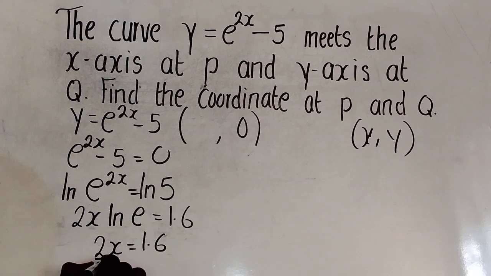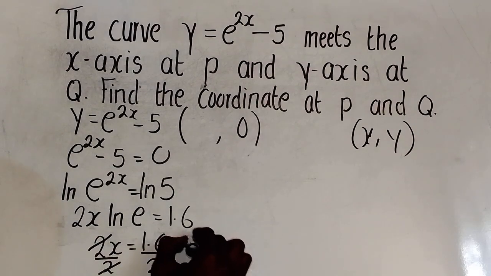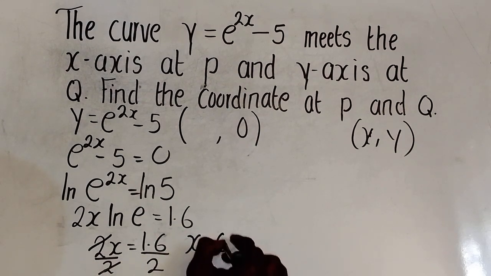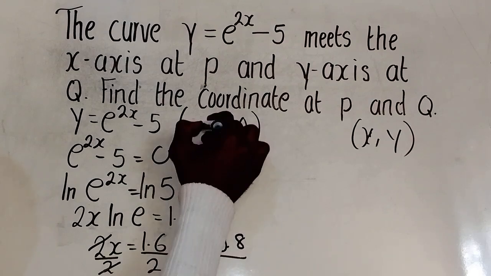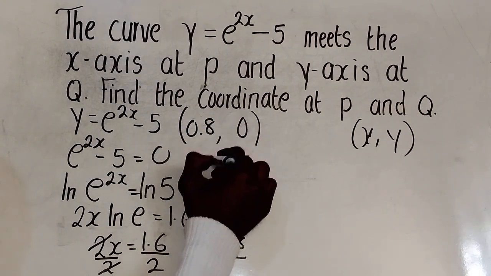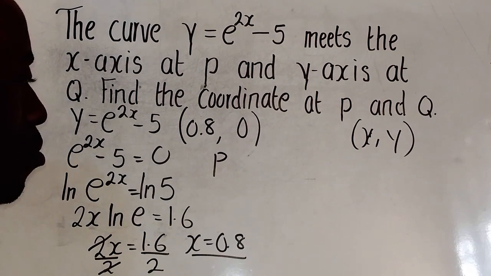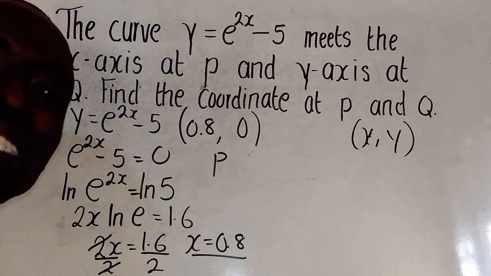So we divide by 2. Even there with 2, you cancel out and x is left. So it is now x equals 1.6 divided by 2, which is going to give me 0.8. So meaning here there is 0.8. This is the coordinate for P, okay? The coordinate for P. Now, let us solve for the coordinate for Q.